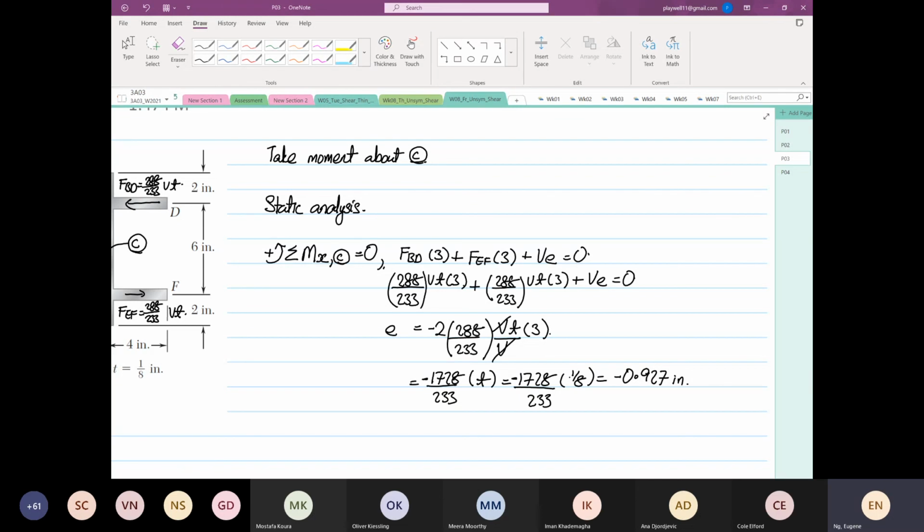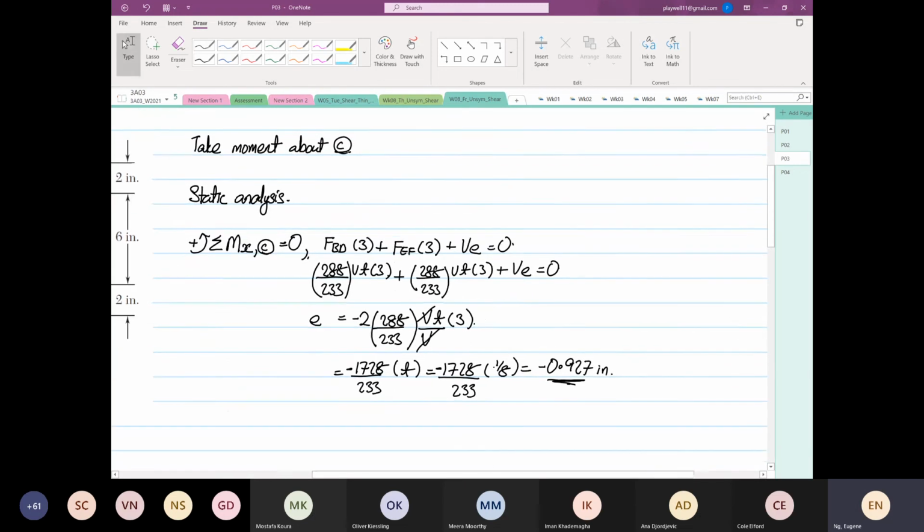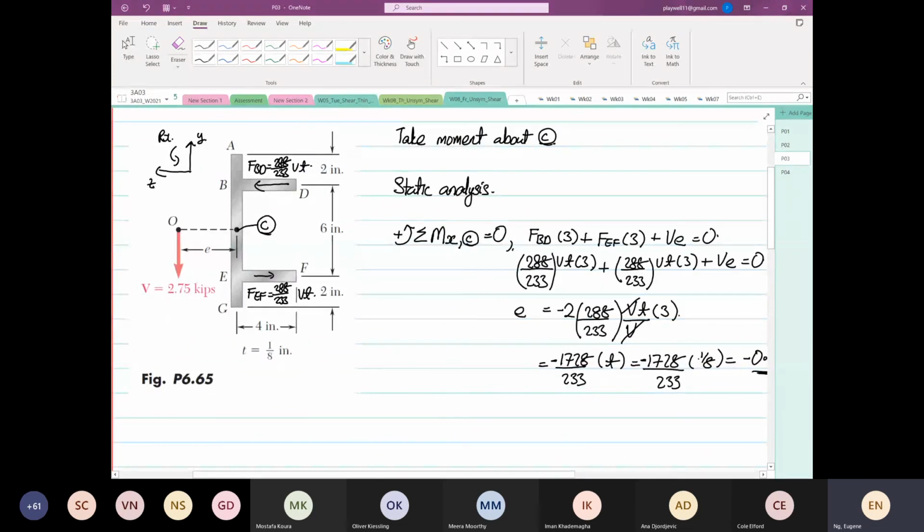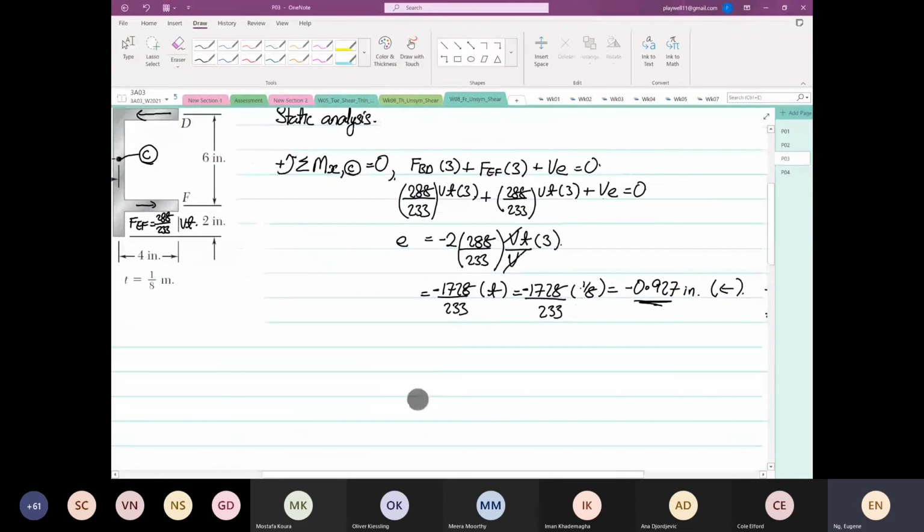So 0.927 inches. Okay. So the minus sign dictates that it's going towards the what? Left hand side. Okay, the minus sign. So sign wise, negative means going towards the left. Positive means going towards the right. Okay, so it's true that relative to point C it is going towards the left. Okay, so that is our answer.